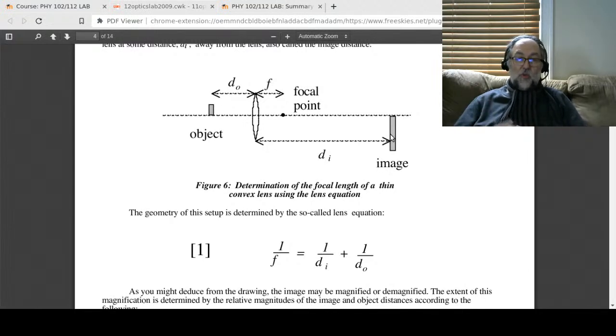Oh, sorry, not a mirror, but a screen there. Without a screen, you won't see a real image, all right? The other one is the virtual image, and for the virtual image, the rays don't converge onto a screen. You have to actually look through the lens in order to see the virtual image behind it, okay?